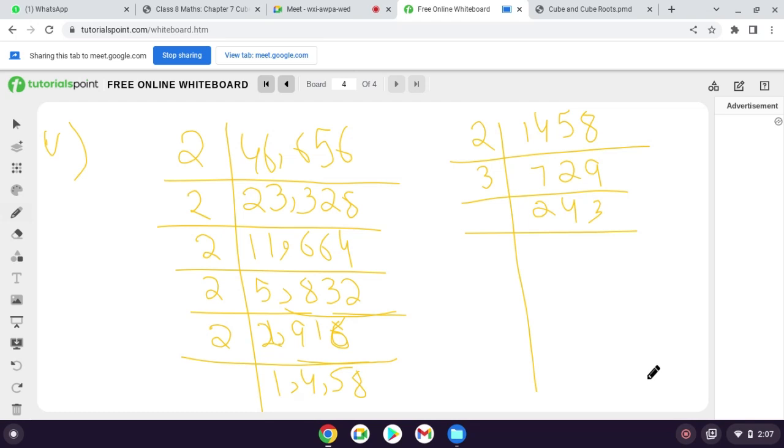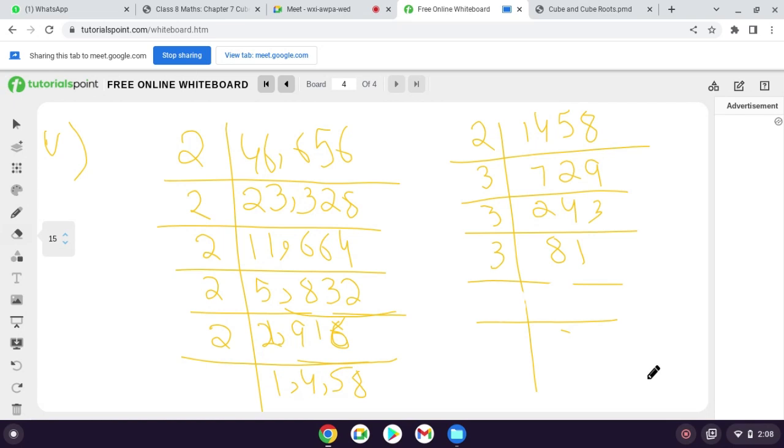Now 243 again with the 3. 3 8s are 24, 3 1s are, 3 9s are, 3 3s are 27. Then how many 3s we have? We have 3 threes, 4 threes. No. Wait, 81. 3 3s are 81. Then no, 3 9s are, no. I did it wrong. Wait. Now the 81 is left.